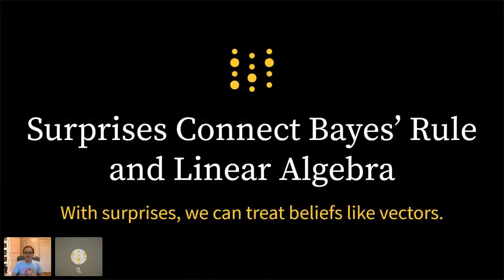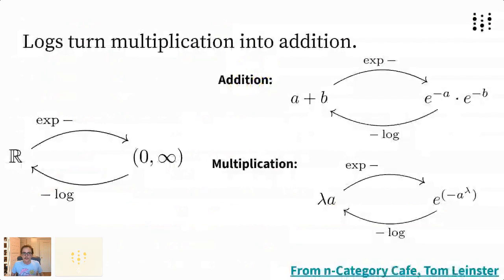And then lastly, the great thing about these surprises is that they connect Bayes' rule and linear algebra. And these are two of my favorite things. So anything that comes in the middle of them has got to be great. So one pithy way to state this is that with surprises, we can treat our beliefs like vectors. The reason why this happens is that logs turn multiplication into addition.